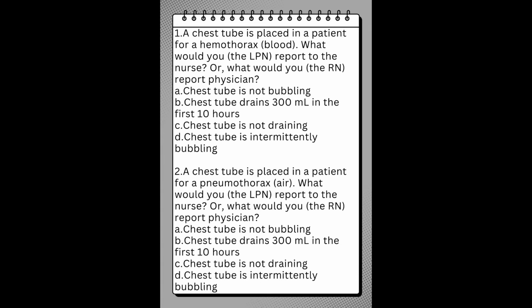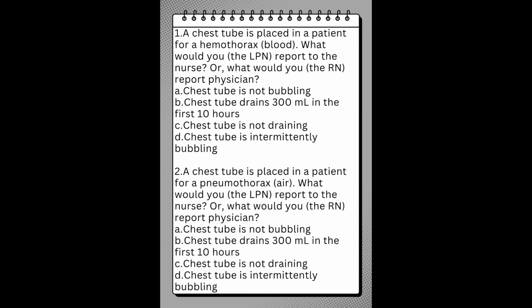Now, we say hemothorax means the chest tube is inserted to remove blood, to drain blood. Does blood bubble? Of course not. Only air is seen to bubble. Blood does not bubble, but air bubbles. It therefore means that anything that has to do with bubbling should be out of the way, because hemo means blood and you only drain blood.